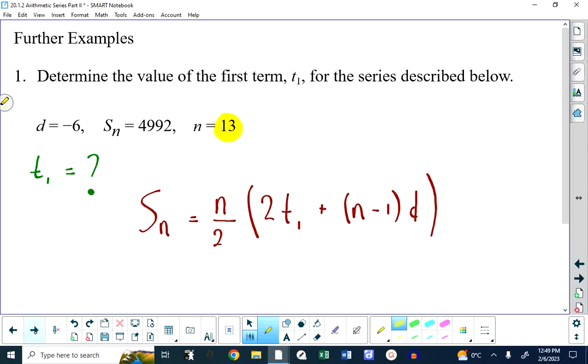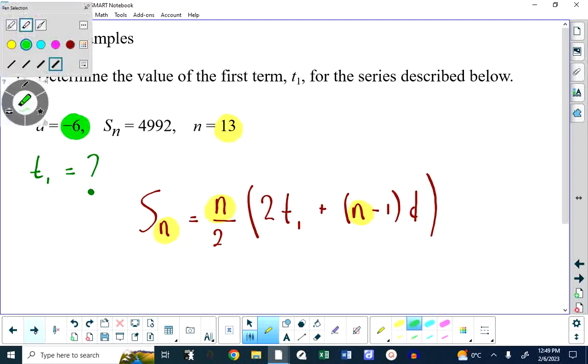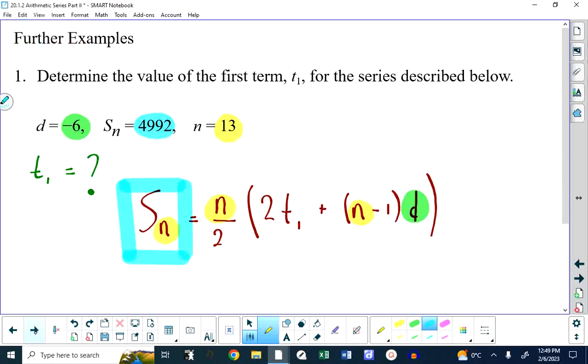We know N is 13. Every place there is an N in this formula, 13 is going to go in. We know D is -6. So every place there's a D, we're going to put -6. And we know Sn is 4992. My point is there's only one thing in that equation we don't know the value of, and that's T1. So it's possible to solve for T1.